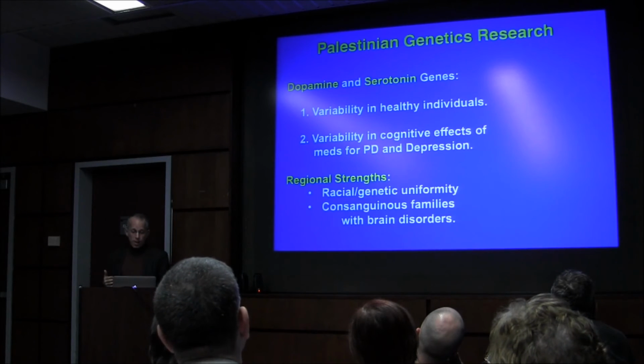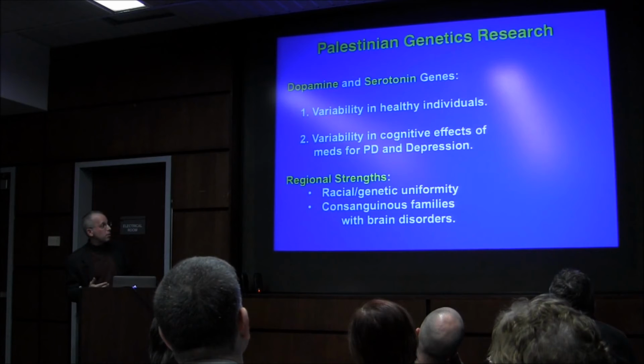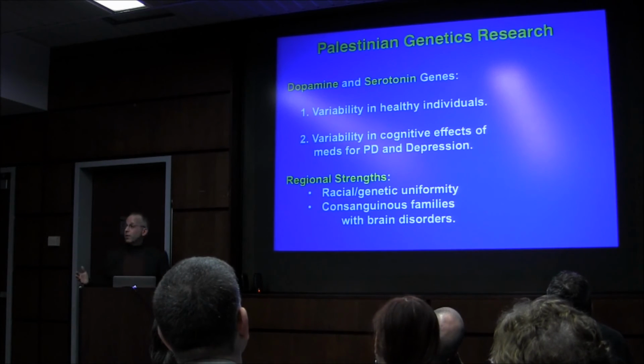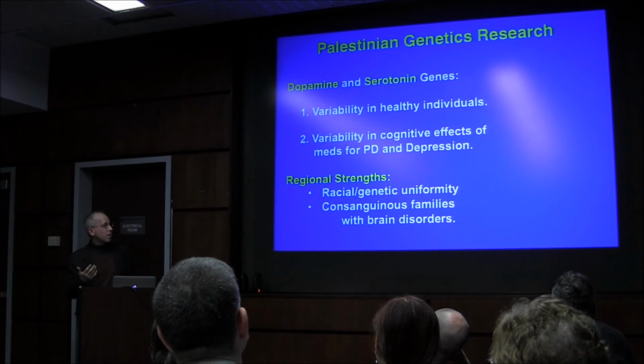One of the reasons why the West Bank is particularly a useful place to do genetics research is there's a lot of racial and genetic homogeneity as compared to the diversity of Rutgers and the environment here. And there are a number of families, consanguineous families with intermarriage, that have brain disorders.